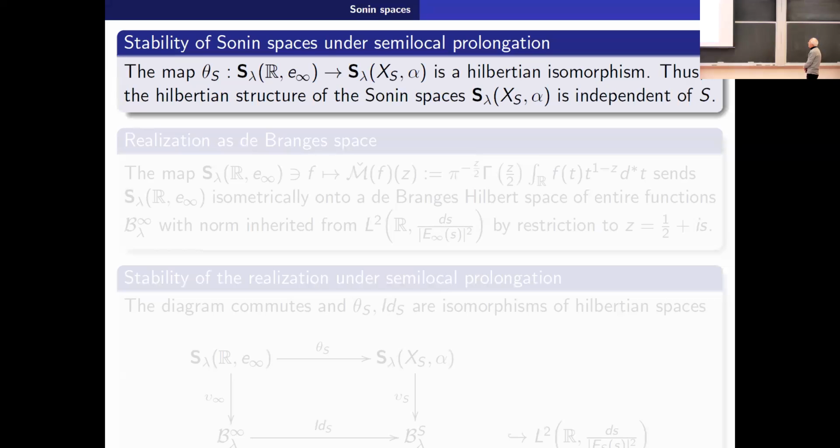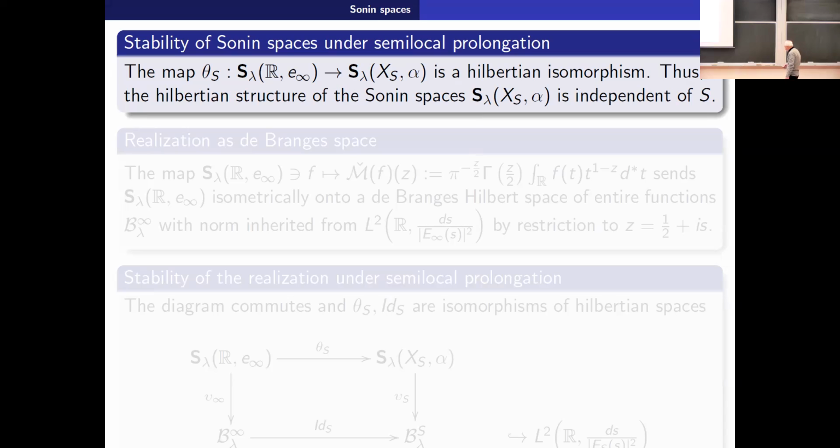And now the significant result here is that the map theta S, so defined, is a Hilbertian isomorphism. So it doesn't preserve the norms, but it preserves the Sonin space. As Alain mentions, we believe that the Sonin space plays the role of a cohomological function. And so it's important to see that this remains stable as you progress.